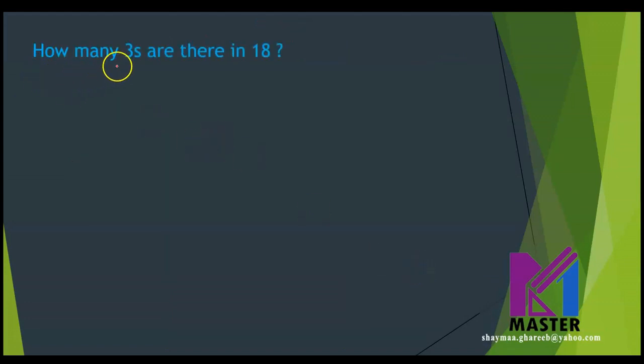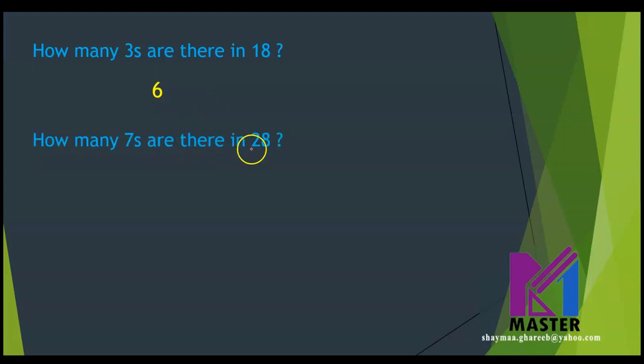Now look at this question. How many 3's are there in the 18? Which means how many 3's you can find in the 18, or how many 3's you can subtract from the 18, or 18 divided by 3. So we know that the answer is 6.